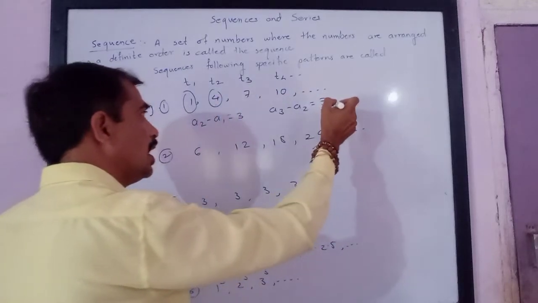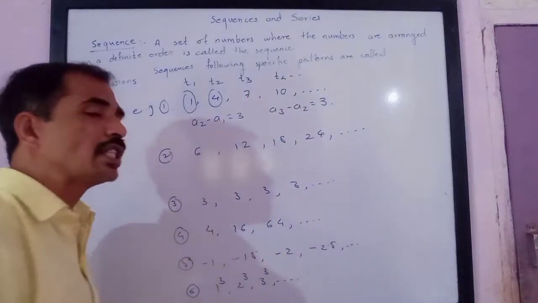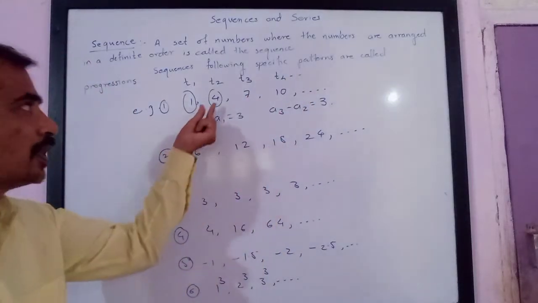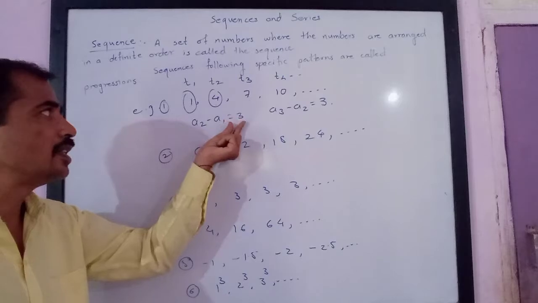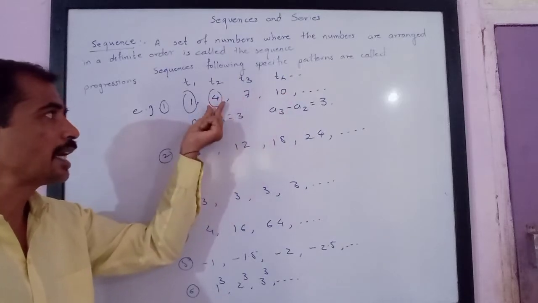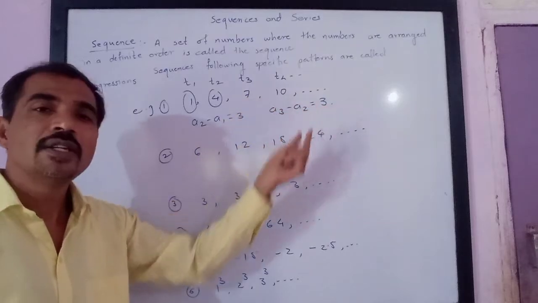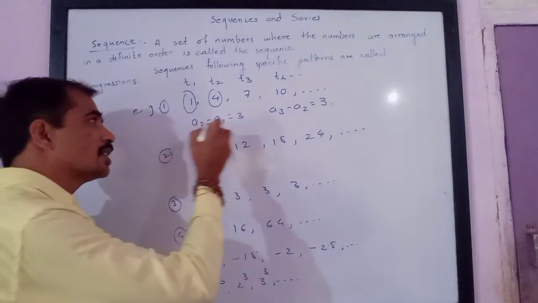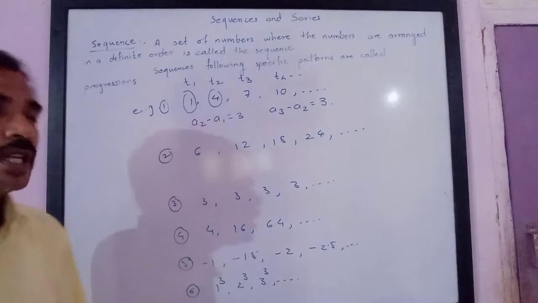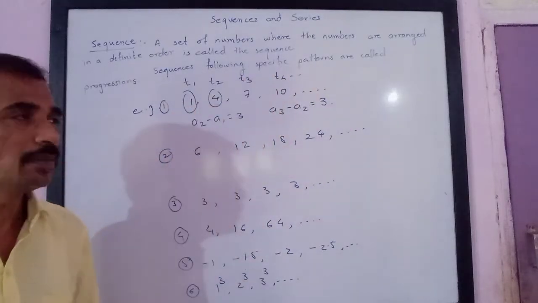Please note, here the difference between all the consecutive terms is the same. Second term minus first term is 3. Third term minus second term is 3. Fourth term minus third term is 3. So it means the difference is common. The difference is the same in all the consecutive terms.